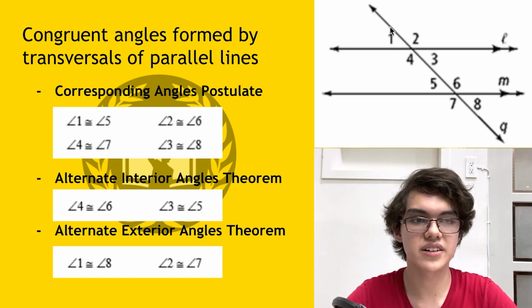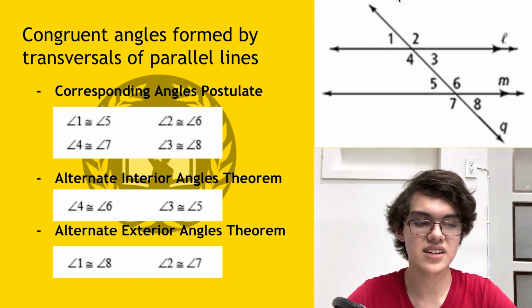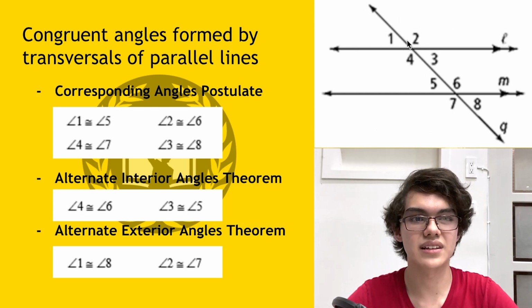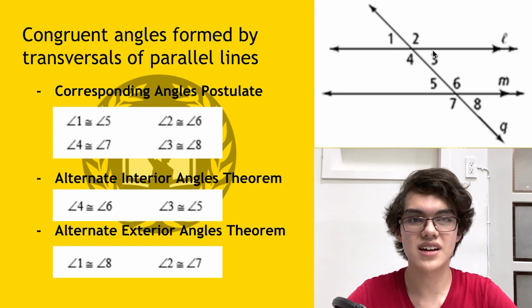So what are alternate interior angles? Well, they're the ones on the insides of the parallel lines. You can imagine that this here is the outside of the two parallel lines, and this is the inside. So alternate interior angles are just on opposite sides of the transversal.